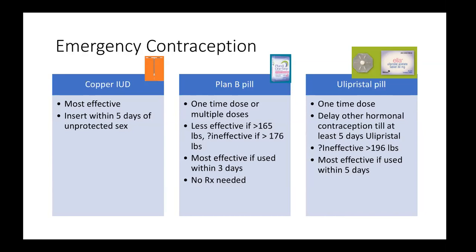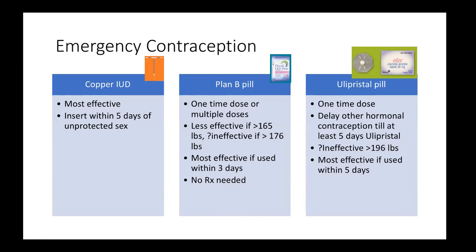So Plan B, there's a one-time dose, or there's multiple doses. There's some data that shows that both of these options are less effective in patients who are overweight or obese. For Plan B specifically, the data shows that it's less effective in patients who are greater than 165 pounds, and possibly ineffective in patients who are greater than 176 pounds. Another caveat here is that it's really most effective if used within 3 days of a patient having unprotected sex. However, one of the biggest benefits here is that there's no prescription needed. So this is something that patients can just buy over the counter.